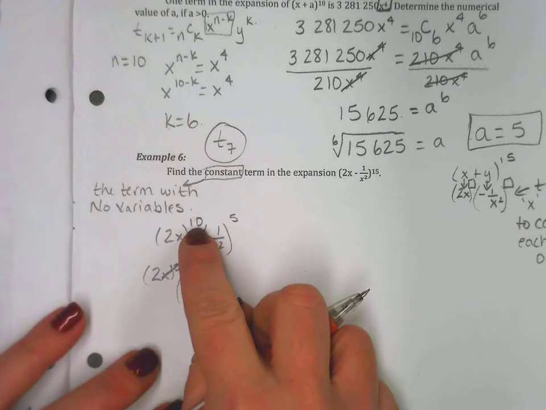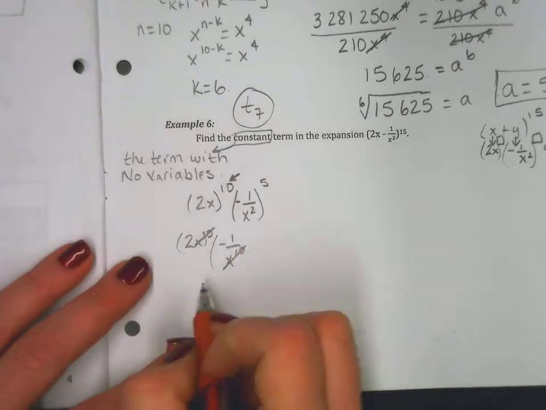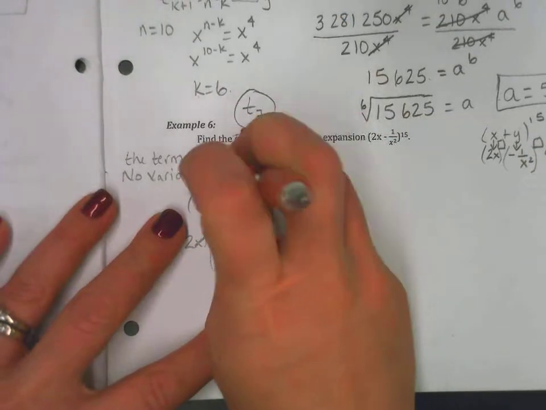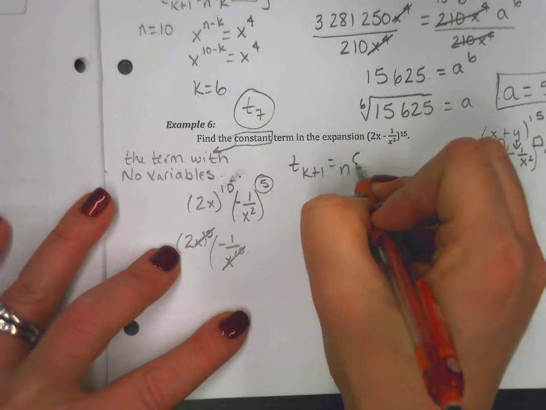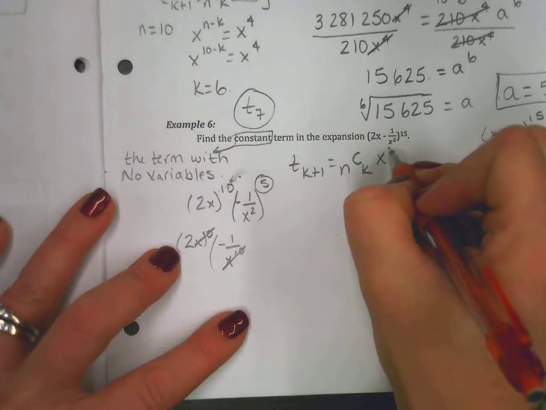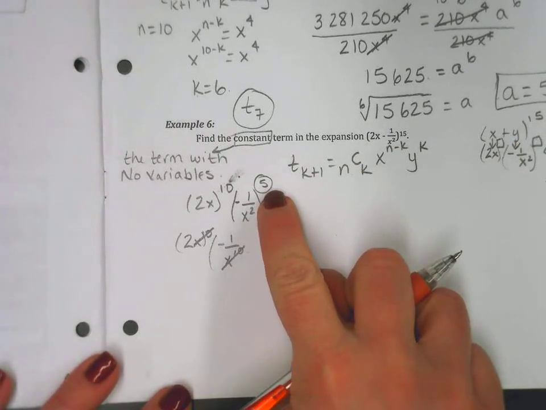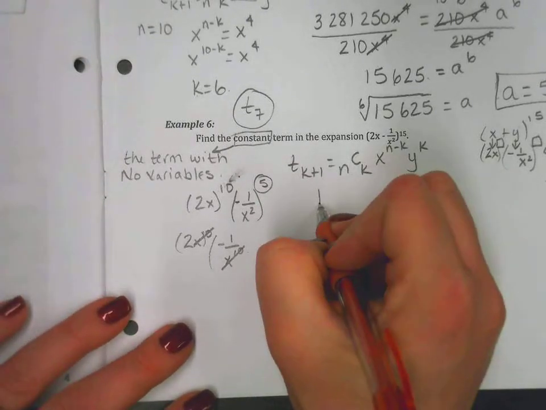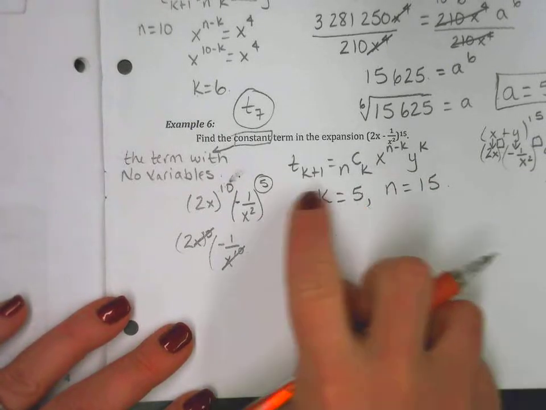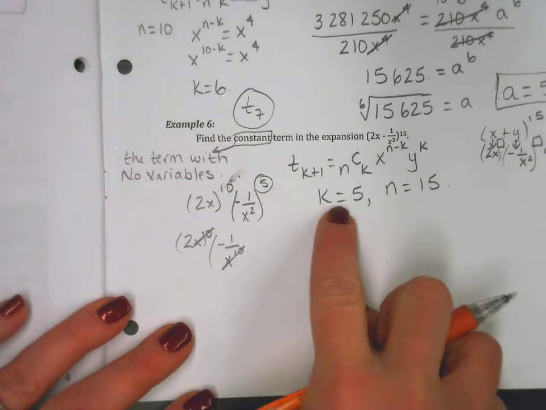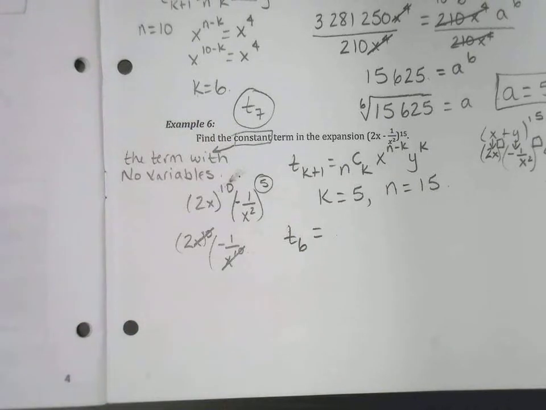How this helps us is that we can now determine our k value. Our k value is this exponent in our expansion. So in this case, my k value needs to be 5, and my n value we know is 15. Because my k value is 5, the constant term is going to be represented by the 6th term of my expansion. So I'm looking for the 6th term.